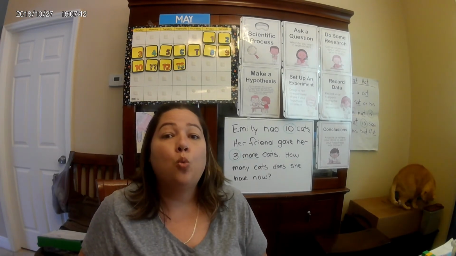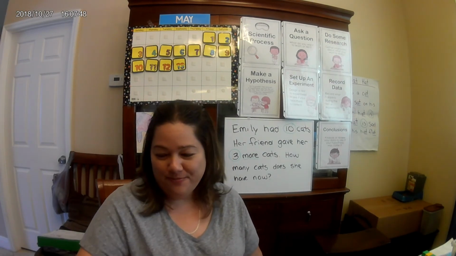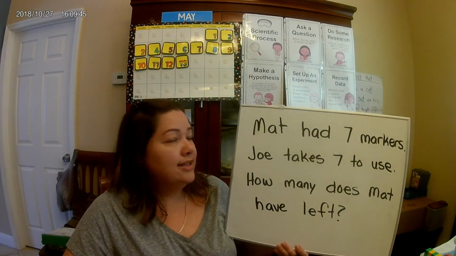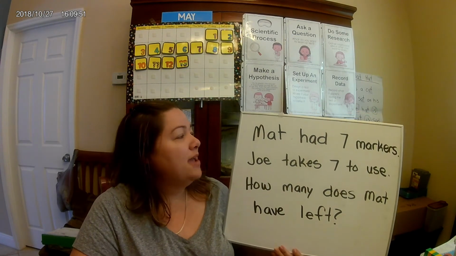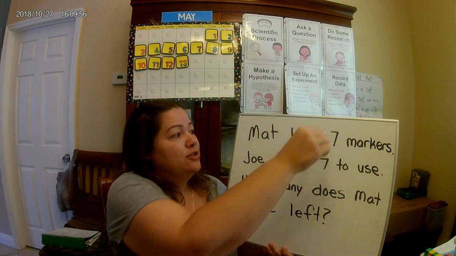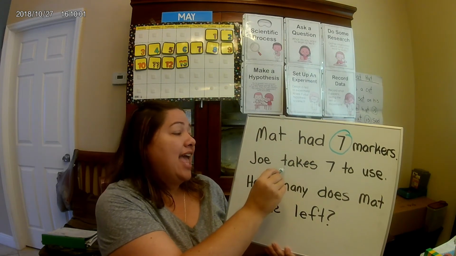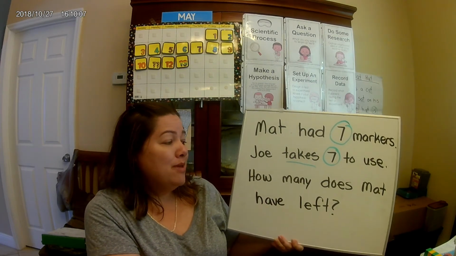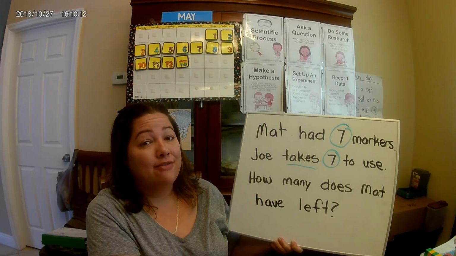All right, let's try one more here, and let's see if you can figure it out this time, okay? All right, so let's go ahead and do our last one here. Okay, so we're going to read it together, and I want you to see if you can figure it out, and then we'll do it together, okay? Matt had how many? 7. I'm going to circle my 7. So Matt had 7 markers. Joe takes 7 to use. How many does Matt have left? How many does he have left?